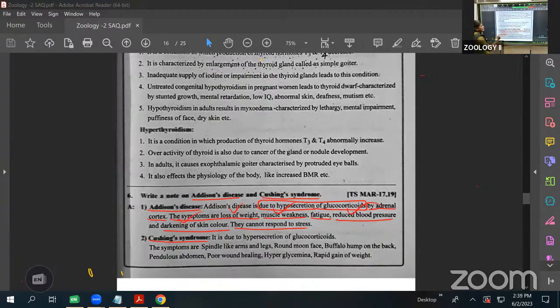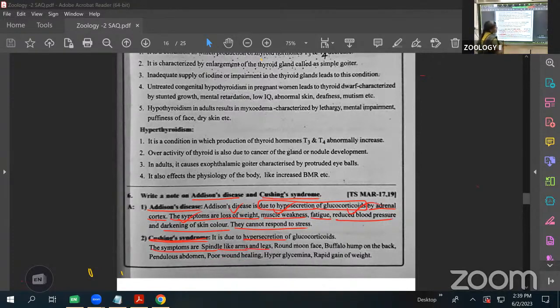Next one, the opposite: the Cushing syndrome. It is due to the hypersecretion of the glucocorticoids. Hypersecretion is what they are causing. What are the symptoms? The symptoms are spindle-like arms. The arms and legs look like a spindle shape, with bulges.